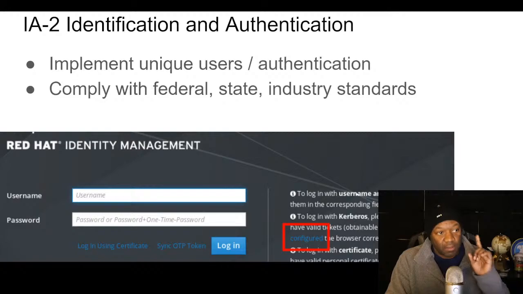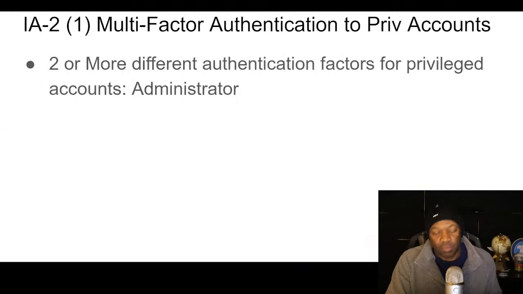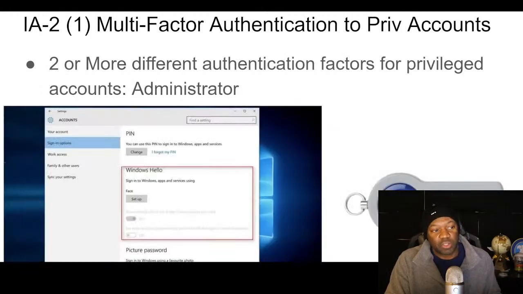All right, so that is IA-2. Now, IA-2 breaks down into many different what are called control enhancements, which we're going to talk about. One of those control enhancements is IA-2(1), which is multi-factor authentication for privileged accounts.